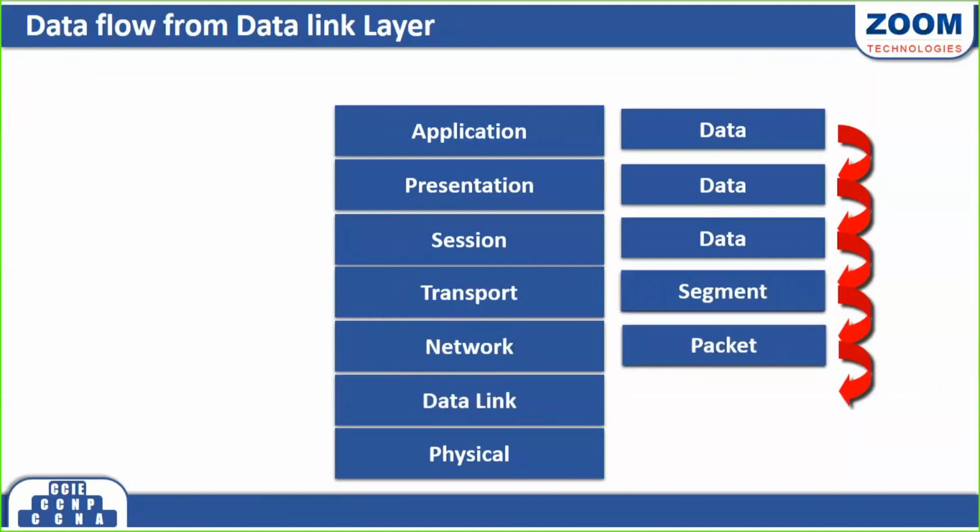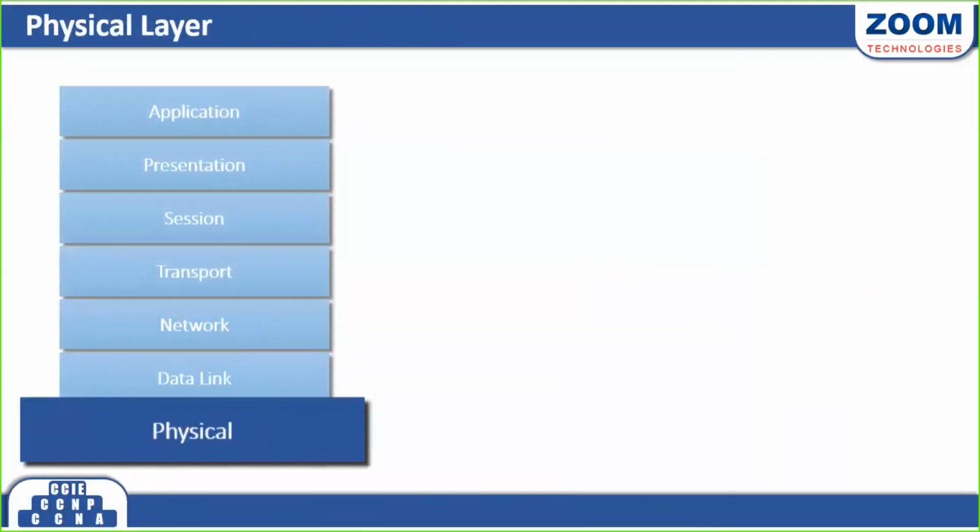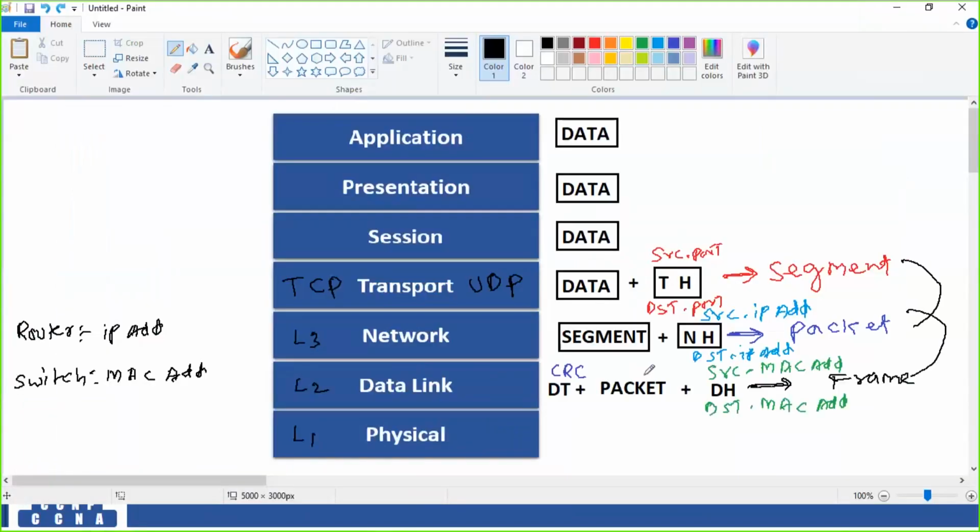the data link layer. In the data link layer, a device called a switch is involved here. It will detect errors using the CRC protocol, cyclic redundancy check. The data link layer also adds headers and trailers, data trailer and data header. The data trailer contains CRC, and the data header contains source and destination MAC address information. So data trailer, packet plus data header combined, we call a frame, and the frame flows to the next layer, the physical layer. In the physical layer, your frames convert to bits.